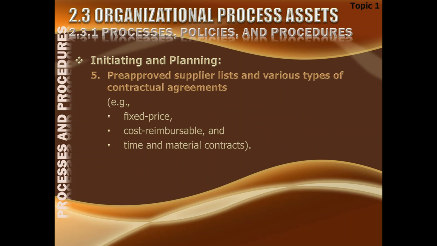Pre-approved supplier list and various types of contractual agreements. This could also be input to you, and based on this, you can establish the contracts with the contractors, and you can decide on the type of contract you should go into. Do you want to go for a fixed price contract, or a cost reimbursable one, or a time and material?